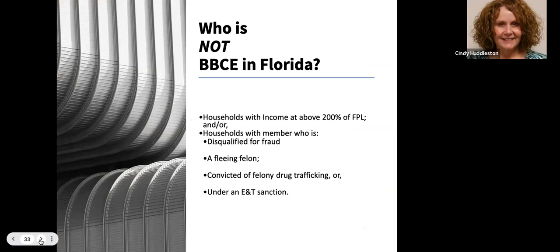So, I guess a big question is, is everyone who gets that notice about TANF when they apply for SNAP considered broad-based categorically eligible in Florida if they have income under 200% of the federal poverty level? And the answer is no. Households with a member who is disqualified for fraud, a fleeing felon, convicted of felony drug trafficking, or under an employment and training sanction are not considered broad-based categorically eligible in Florida. And that affects the entire household.